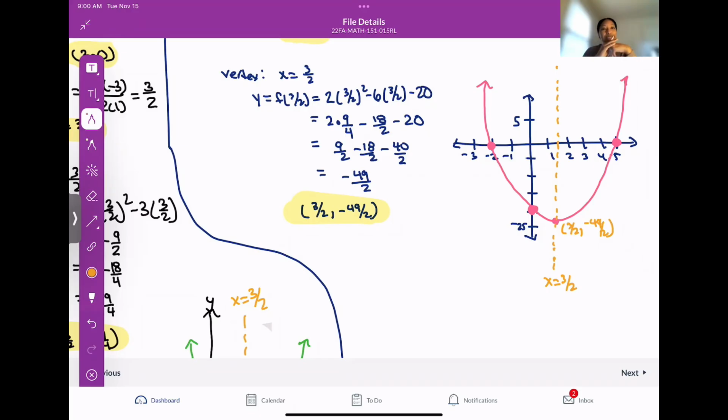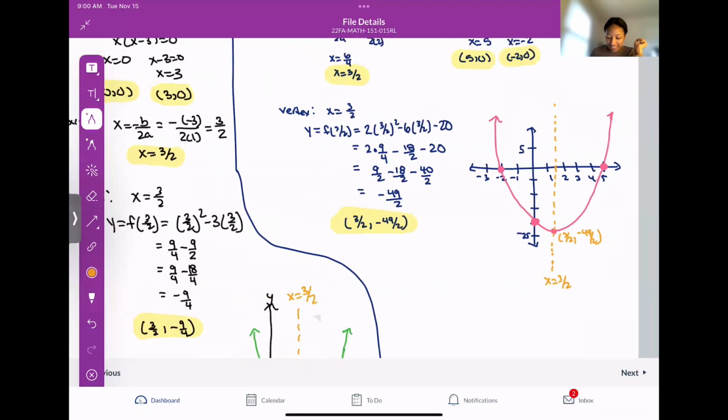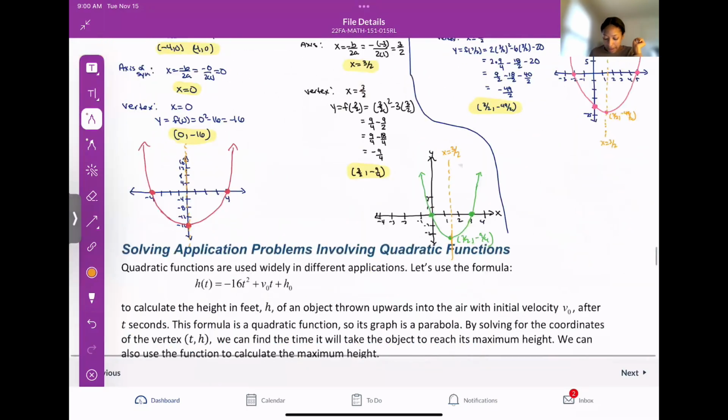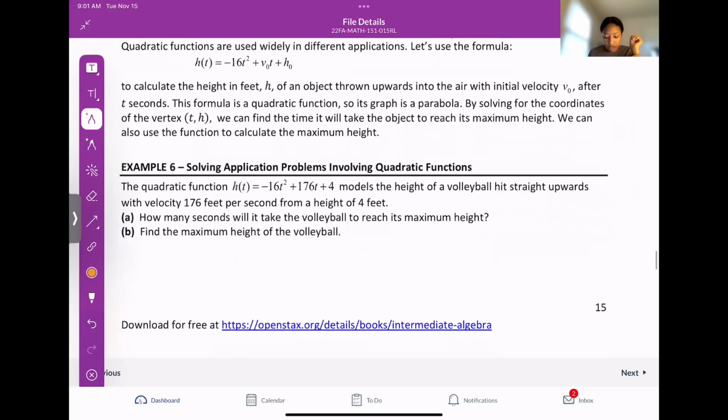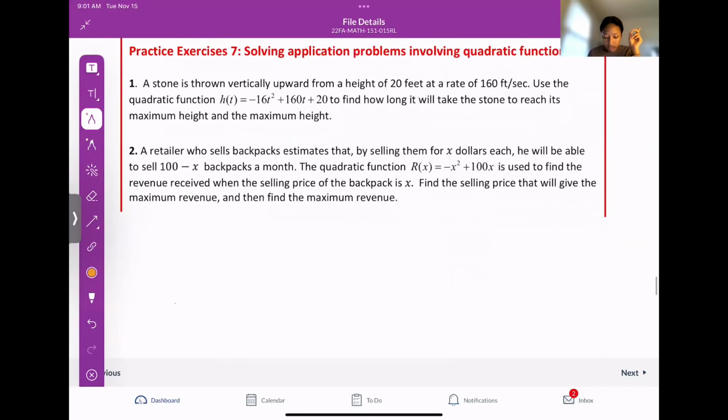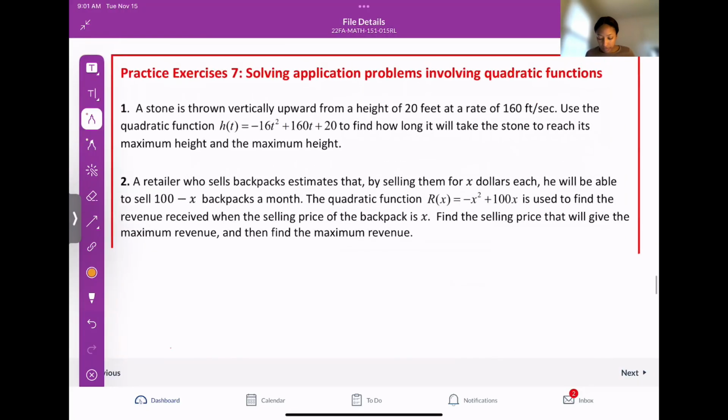Look at us, we've done so much today. All right, now we know how to graph quadratic functions. The last little thing in this section, everybody's favorite, word problems and applications. So we're going to go through a couple of application problems where quadratic functions are used. I'll just jump straight to the exercises here.